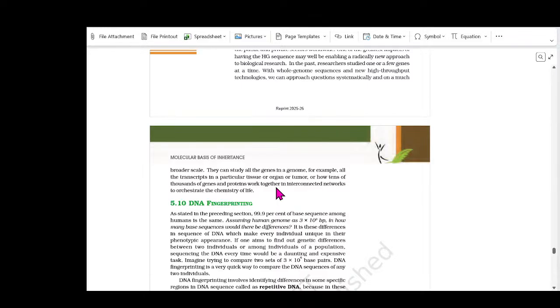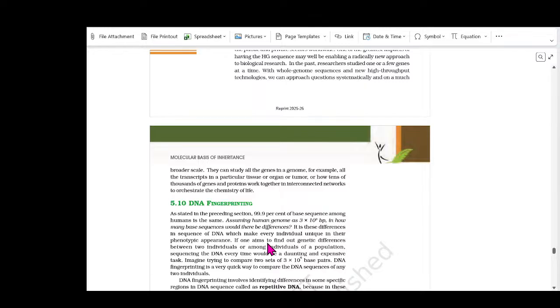So ultimately, I have reached the final topic of this chapter, 5.10, DNA fingerprinting. As stated in the preceding section, 99.9% of base sequence among humans is the same. Assuming the human genome has 3 × 10^9 base pairs, in how many base sequences would there be differences? It is these differences in sequence of DNA which make every individual unique in their phenotypic appearance.